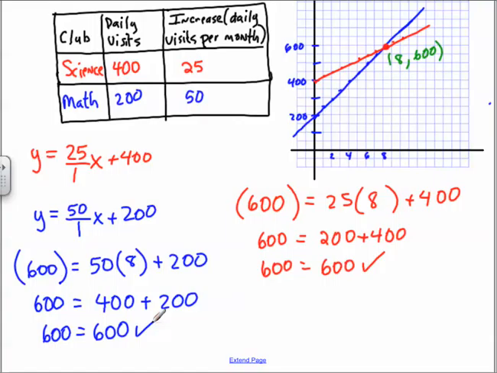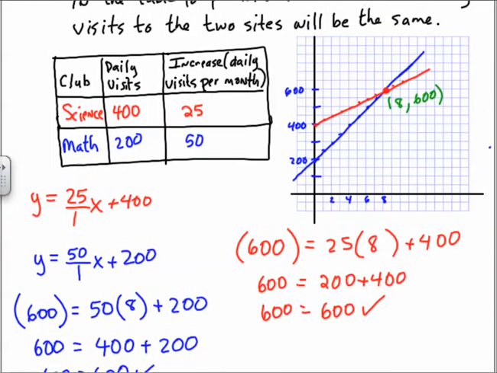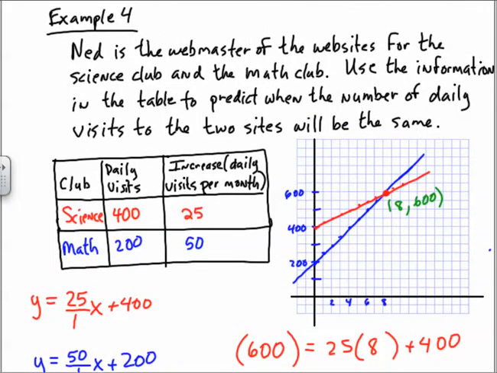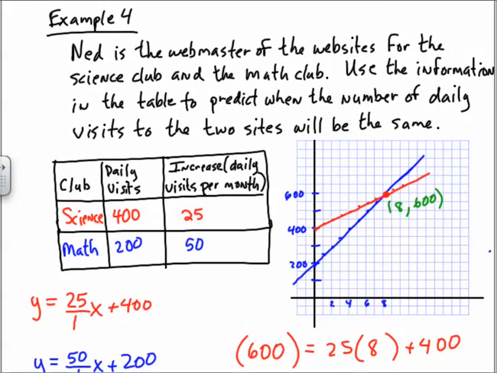Beautiful. So now to answer the question, you remember this is a word problem. They asked us a question. And the question was, use the information in the table to predict when the number of daily visits to the two sites will be the same. Well, if everything holds true and those slopes continue the way they are, after 8 months, both clubs should have the same number of visits. You can see after 8 months, math is going to pass them up. Good job, math.